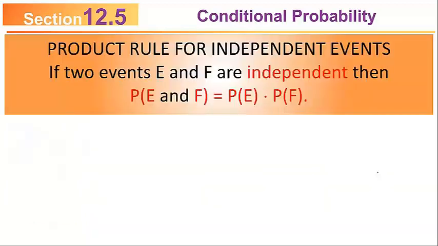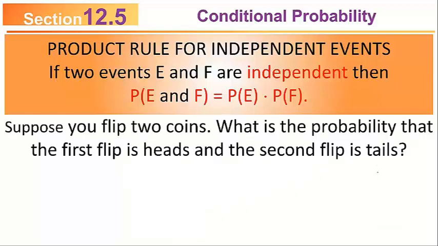And this leads to something called the product rule for independent events. If two events, E and F, are independent, then the probability of E and F is the probability of E times the probability of F. That was one of the tools that I flashed up at the very beginning and said we would get to later. Suppose you flip 2 coins.